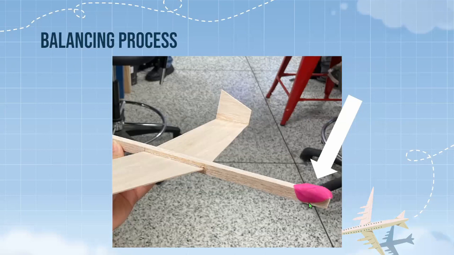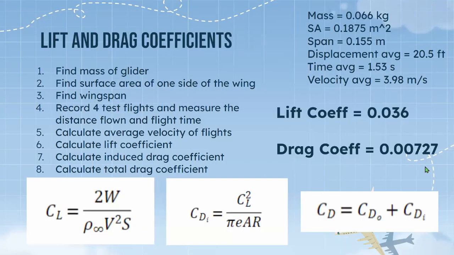So this is the weight created by the Play-Doh. And beforehand, the center of mass was around here, but with the Play-Doh, it's around here, which is the most optimal. So to find the lift and drag coefficients, I first found the mass of the glider.